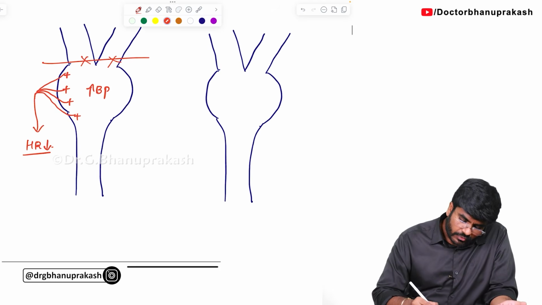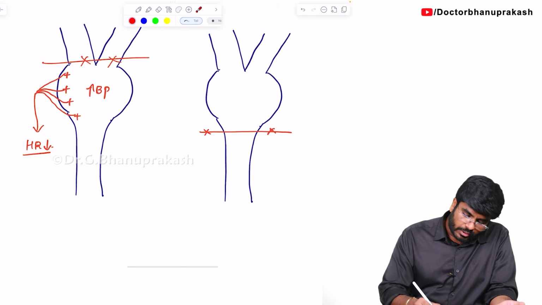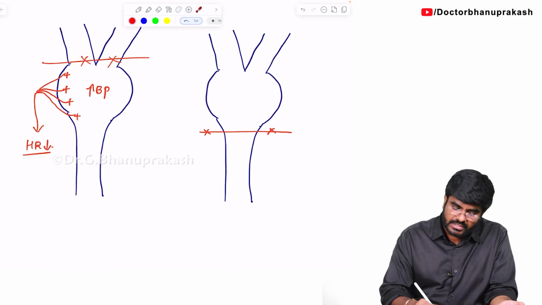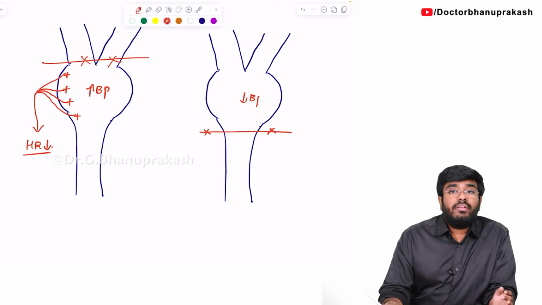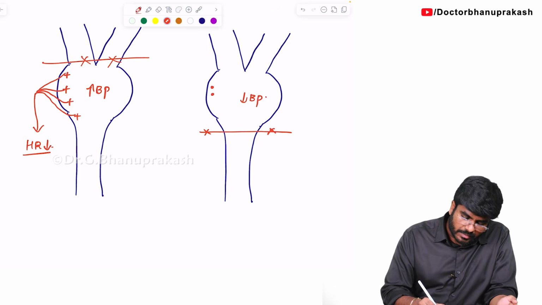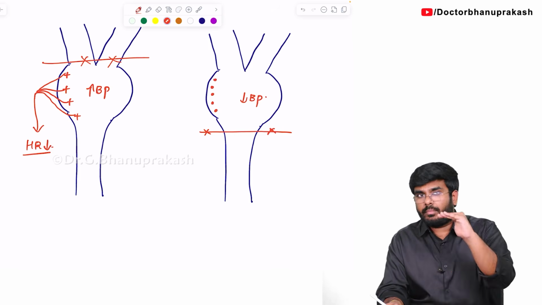Now what if you are clamping below the carotid sinus? Okay, clamping below the carotid sinus. When you clamp below the carotid sinus, no blood is coming here. The blood is not coming here. So what will happen to the BP? Your BP decreases in this area. So whenever your BP decreases, what will happen to the baroreceptors? Baroreceptors are inactivated. So now the baroreceptors are getting inactivated whenever BP decreases.